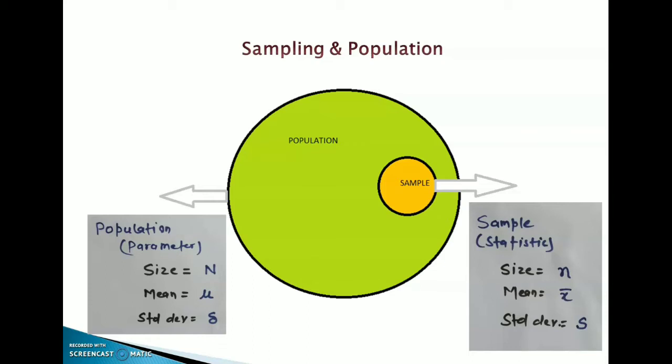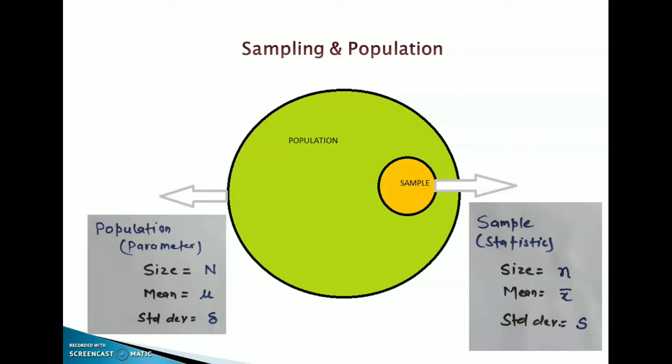Actually, sample is the subset of population, and samples and populations are described using mean, median, and mode as well as standard deviation. When these terms are used to describe sample, we call it statistic. And when these terms are used to describe population, it is called parameter.